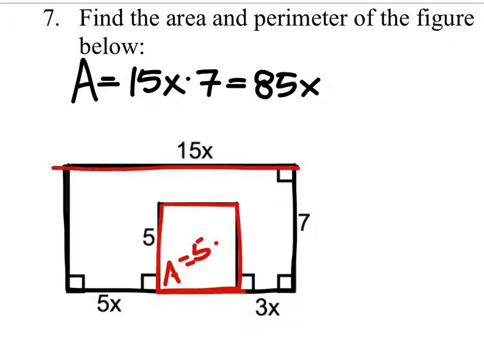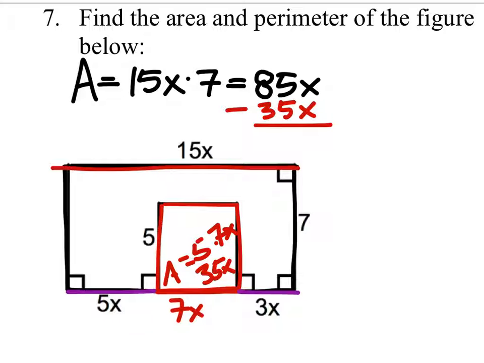Well, again, if this whole thing is 15 x's, we got 5 x's and 3 x's right there. So that would be, yeah, 7 x's right there. So if I totaled all three of these up, it would give me 15 x's, right? So that's what we wanted. So I've got 5 times 7 x's, which is 35 x's. So I need to subtract that off of the 35 x's, which would be 50x.